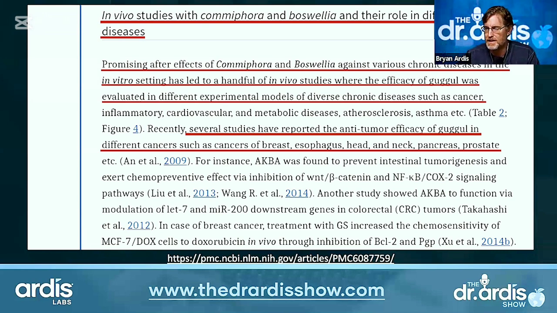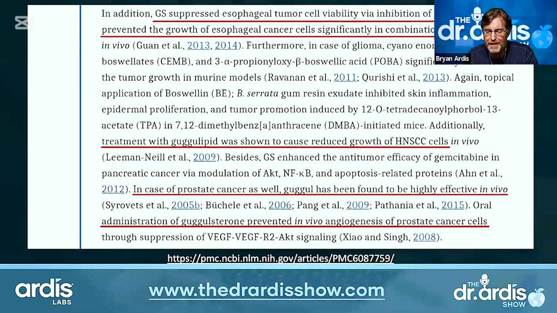Whew, this stuff is amazing. I bet anybody listening to this knows anybody affected with those cancers or diseases. Guggulsterone suppressed esophageal tumor cell viability. Anybody know anybody with esophageal cancer? That has a 90% death rate. If you've ever heard of anybody with esophageal ulcers, Barrett's esophagus, or esophageal tumors, they should be on Guggulsterone extract. They should be on our CardioFlow.